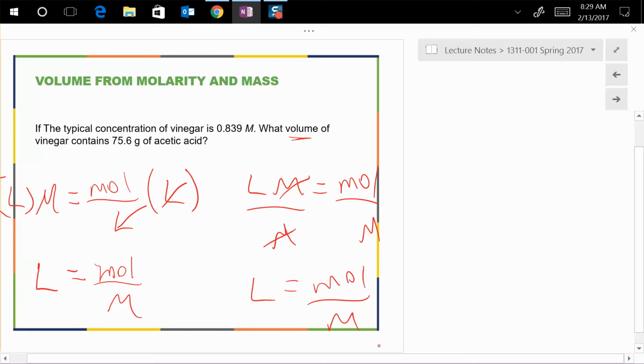Okay? So this is the equation that you should be getting. So molarity moves up, liters moves down. That's essentially what's happening here. And then I'm sorry. That's not what happened.